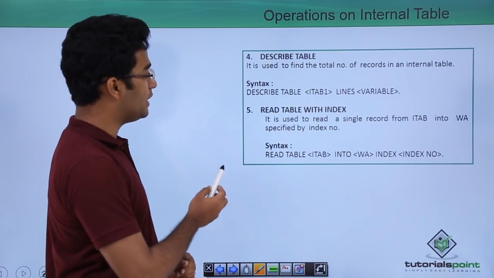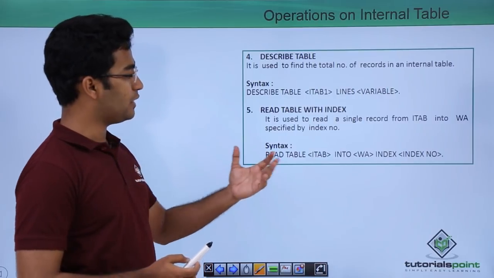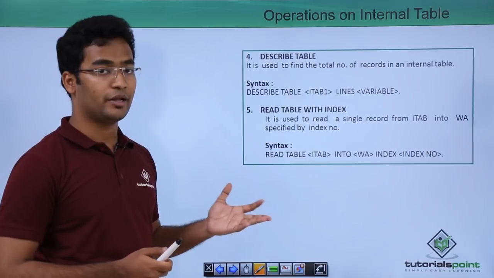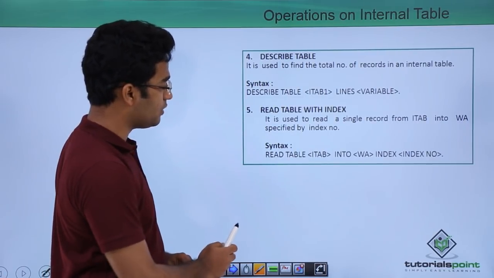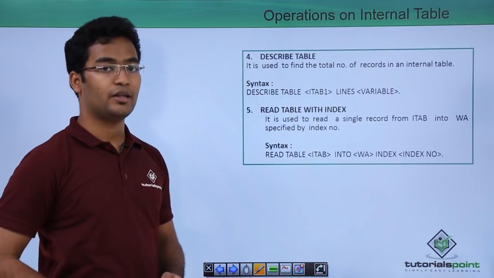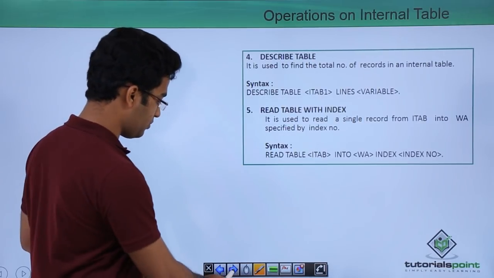And then we have read table with index. It is used to read a single record from the internal table into the work area specified by the index number. So this is the syntax, that is read table internal table into work area, and we have to provide the index number also.